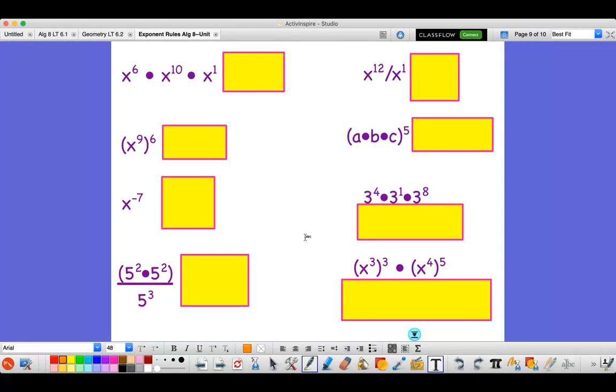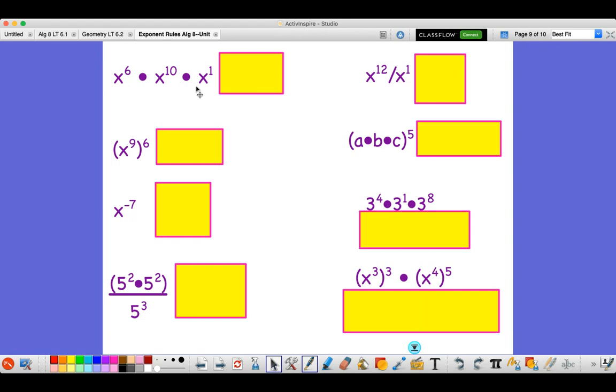These are our last practice problems that we're going to do in notes today. So pause the video to copy down the problems and try each one. And when you are finished working them out, then unpause the video to check your solutions.